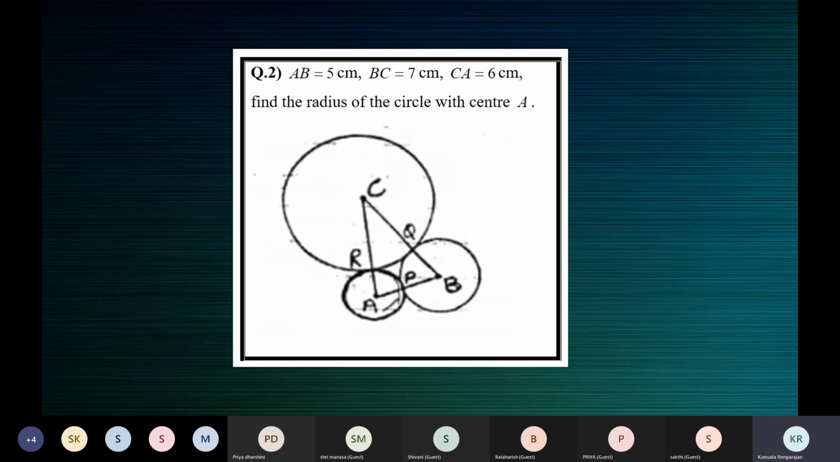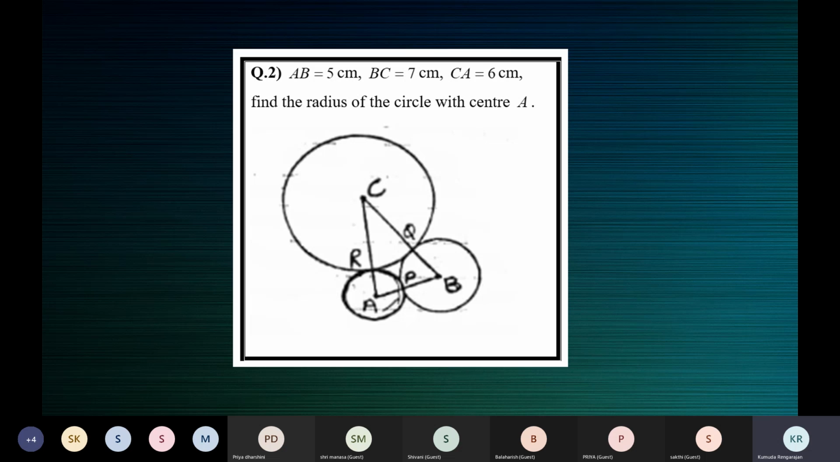All right, go to the second one. See the figure. So you can see 3 circles touching. They don't intersect.